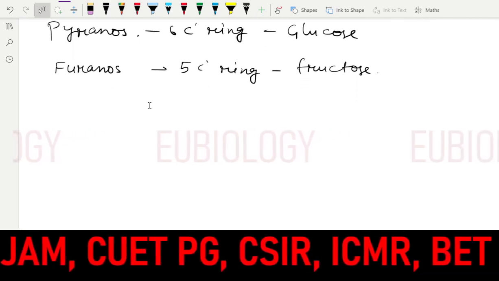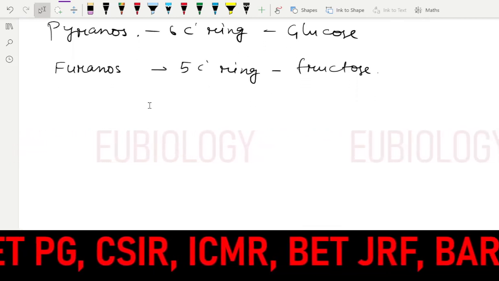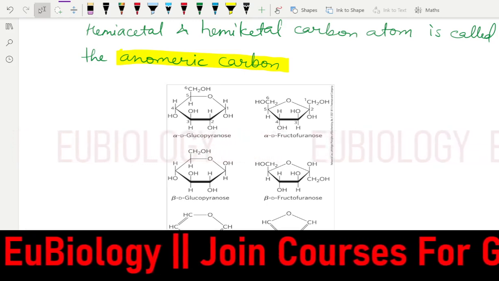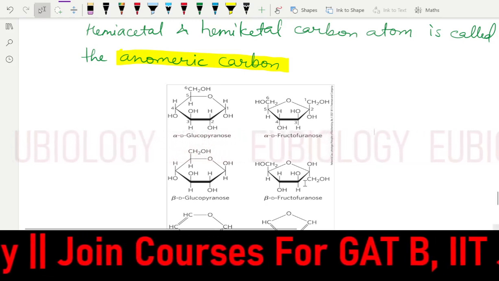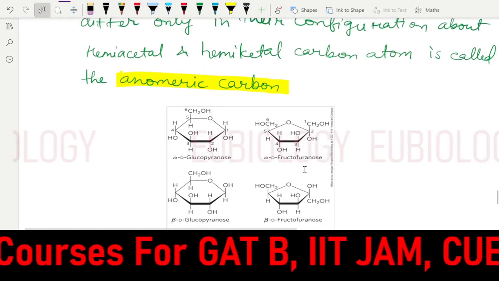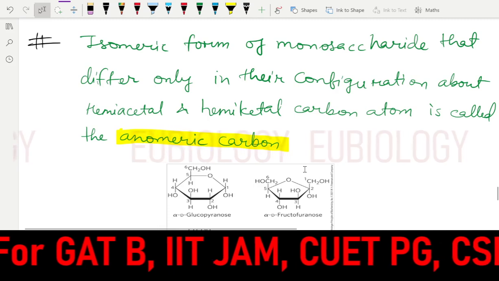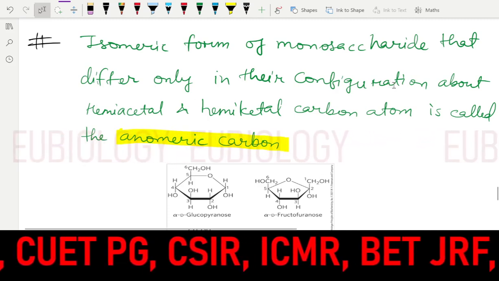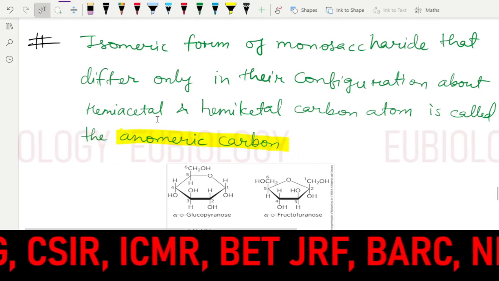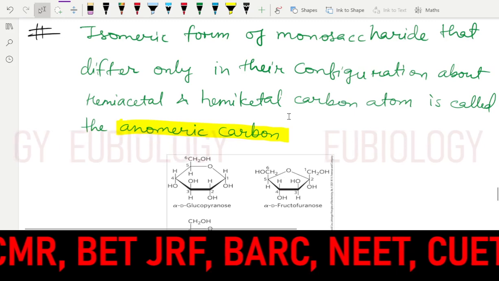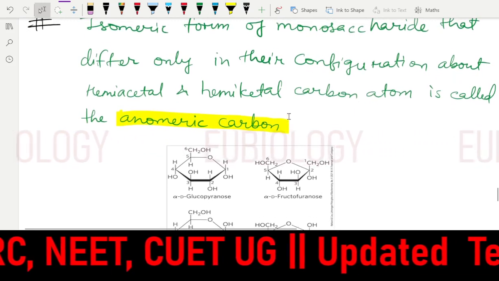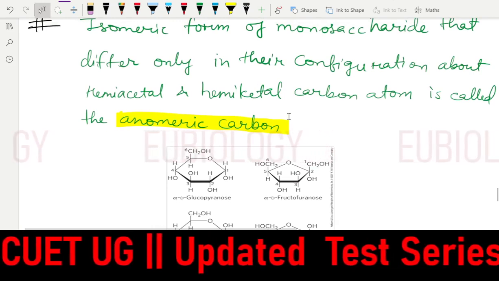Now we are going to understand the meaning of the anomeric carbon. Just now we saw the hemiacetal and hemiketal. So that will give you the concept of what the anomeric carbon is. Isomeric forms of a monosaccharide that differ only in their configuration about the hemiacetal or hemiketal carbon atom are called anomers, and that carbon is the anomeric carbon. So hope you understood the meaning of anomeric carbon.